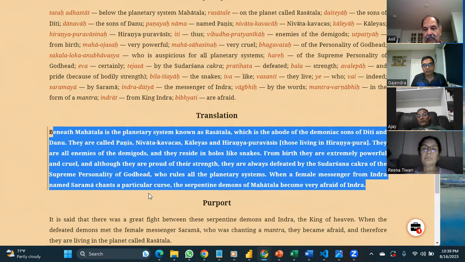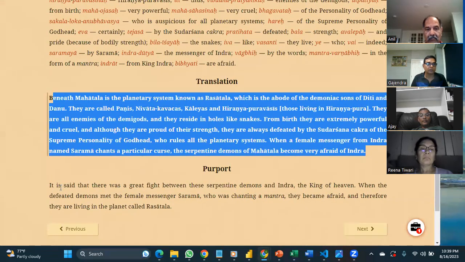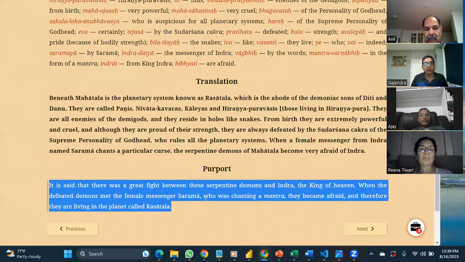When a female messenger from Indra named Sarama chants a particular curse, the serpentine demons become very afraid of Indra. So it is said that there was a great fight between these serpentine demons and Indra, the king of heaven. When the defeated demons met the female messenger Sarama, who was chanting a mantra, they became afraid and therefore they are living in the planet called Rasatal.